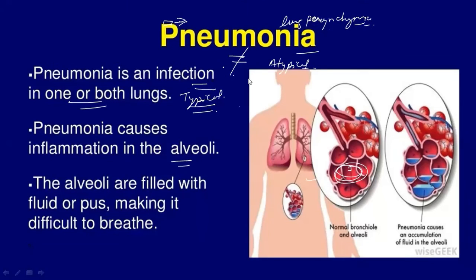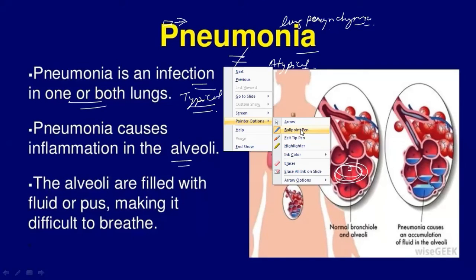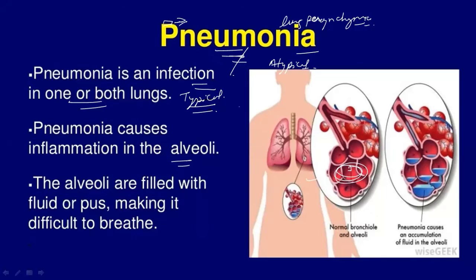Today we'll be discussing pneumonia. So what is pneumonia? Pneumonia is basically the inflammation of the lung, one or both, maybe, right? There is infection and inflammation of the lung parenchyma. It is of two types, typical and atypical. Pneumonia causes inflammation in the alveoli. That's why there is difficulty in breathing due to filling of fluid or pus in the alveoli, right?